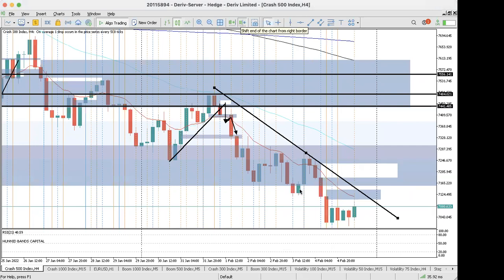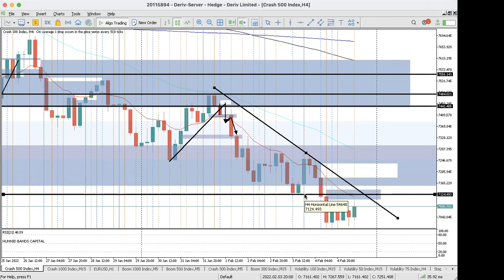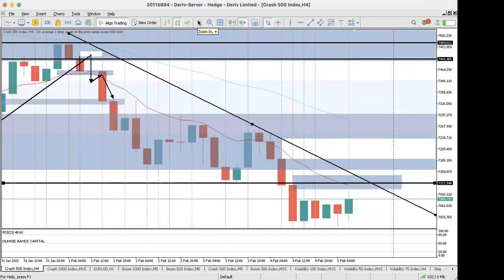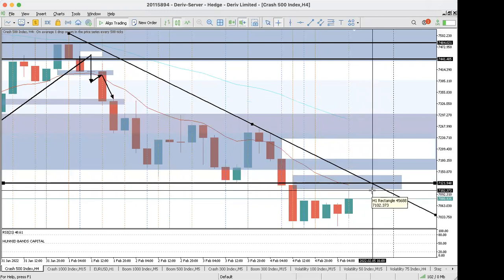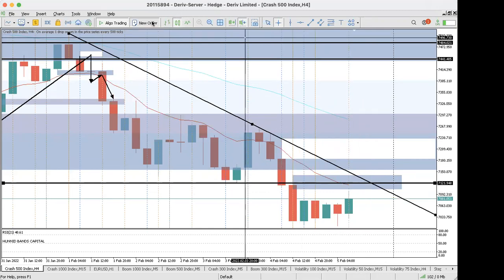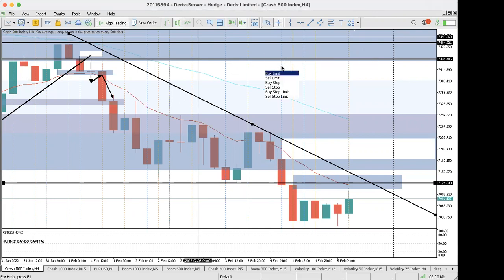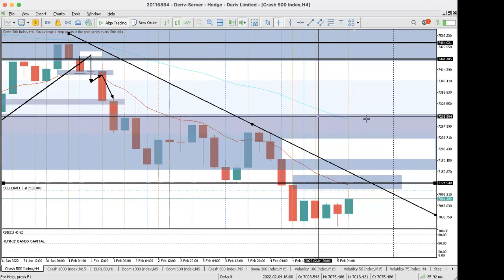H4, we got a nice pullback going on, so it could possibly... Okay, I would like to have us put limits on 71.20. Okay, we're going to start putting sell limits. 71.03. So I'm also going to open a sell limit at 71.03. Okay, that's my first sell limit there.